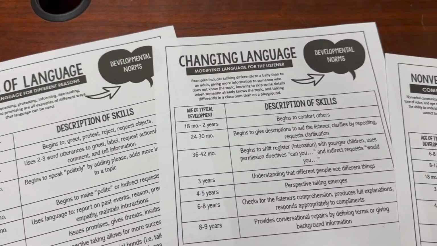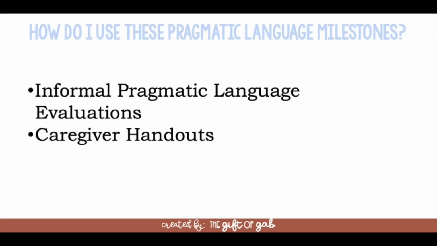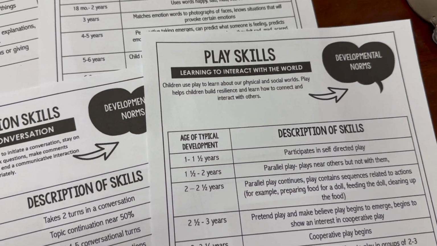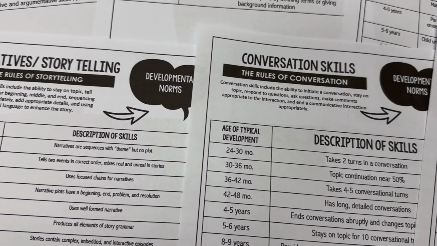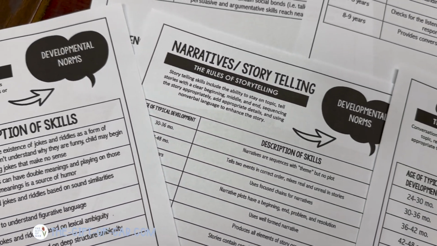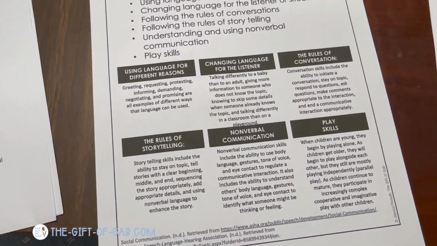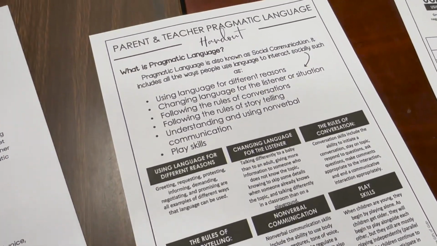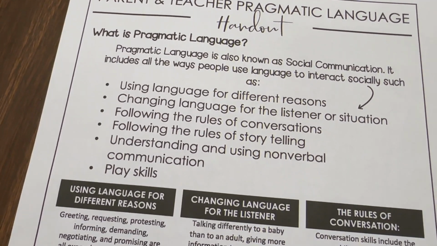So, how do I use these pragmatic language developmental milestones? I primarily use these to help me interpret the results of my informal pragmatic language assessments. I have an informal pragmatic language assessment template on TPT, and this pairs perfectly with that. So as I go through that evaluation, I then go back and reference these developmental norms to see how my student compares developmentally.